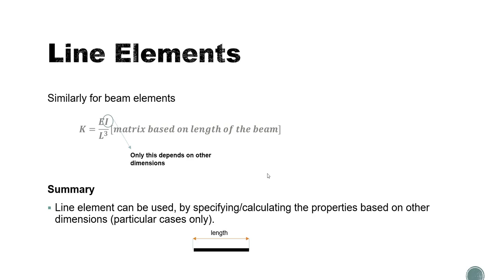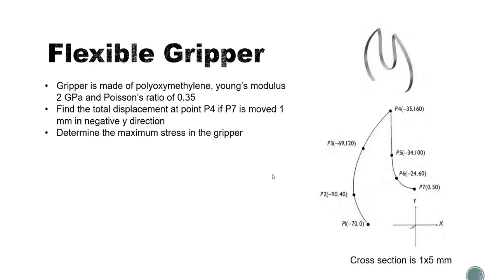So let's look at an example. Here is an example of a flexible gripper. It is made of polyoxymethylene, and its Young's modulus is 2 gigapascal, whereas its Poisson's ratio is 0.35. The objective is to find the total displacement of point P4 if P7 is moved 1 millimeter in the negative y direction, based on this coordinate system, and we need to find the maximum stress in the gripper. The cross-sectional area of the gripper is 1 by 5 millimeters.